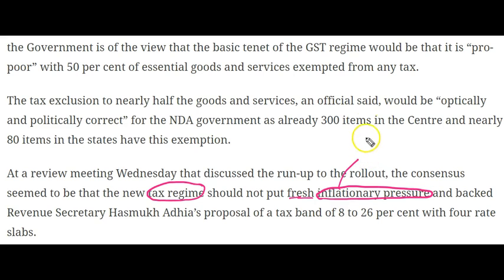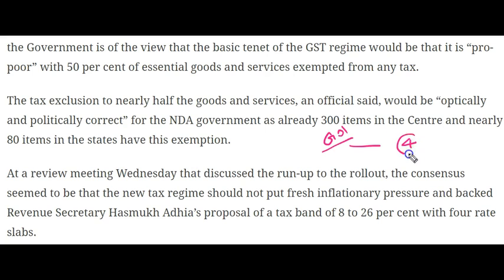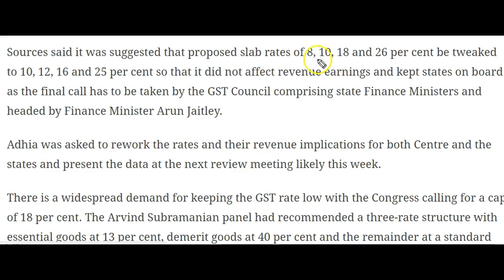Inflation means general rise in the price level. So general increase in the price is called inflation. So because of the implementation of goods and services tax, inflation should not increase. And recently the Government of India proposed 4 tax slabs in the range of 8% to 26%. So 4 rate slabs have been proposed by the central government. The 4 rates are 8%, 10%, 18% and 26%.